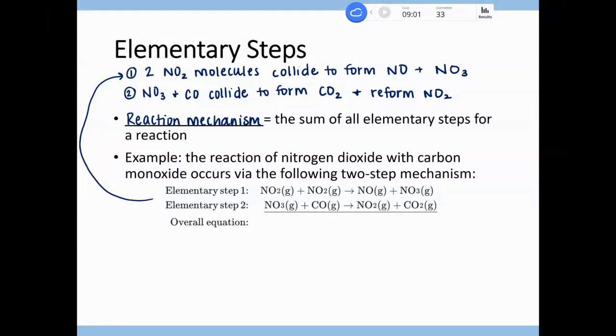For the first reactant is NO2. We have 2 moles of NO2 on the left side and 1 mole of NO2 on the right side. So this cancels out with 1 mole on the left. So in the overall equation, the reactant is 1 mole of NO2, so we leave the coefficient out. We're canceling out 1 mole of NO2 on the left reactant side with 1 mole of NO2 on the product side.